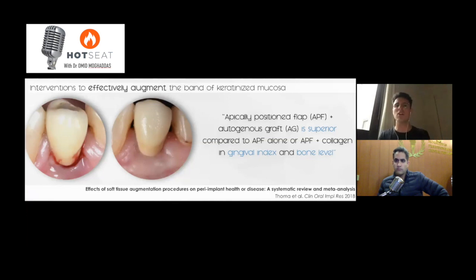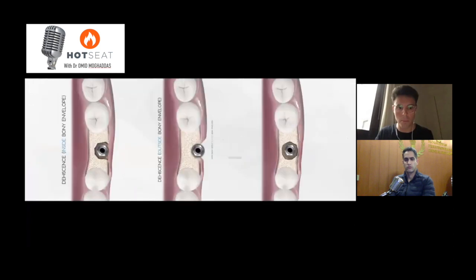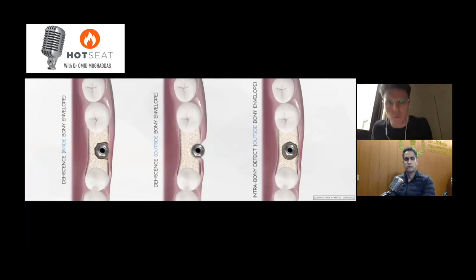But if we have the scenario where we want to increase the keratinized mucosa at periimplantitis sites, the evidence has shown that an autogenous graft is efficient in order to augment the band of keratinized mucosa, to reduce the inflammatory clinical signs of disease, and to maintain more stable bone levels. And therefore, I think that we are dealing with lack of keratinized mucosa in periimplantitis implants.